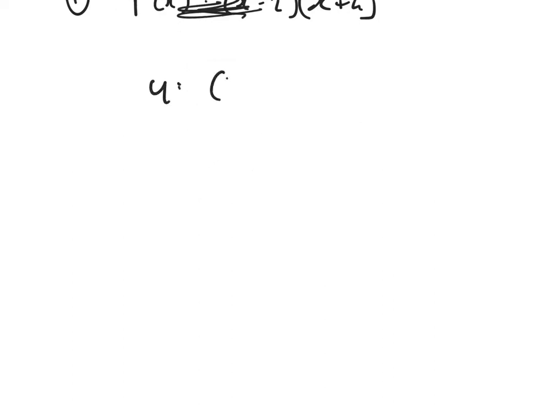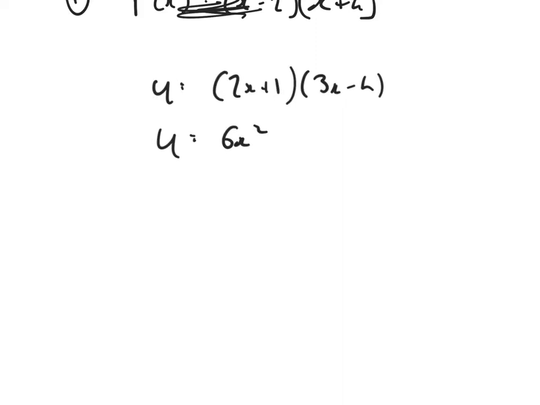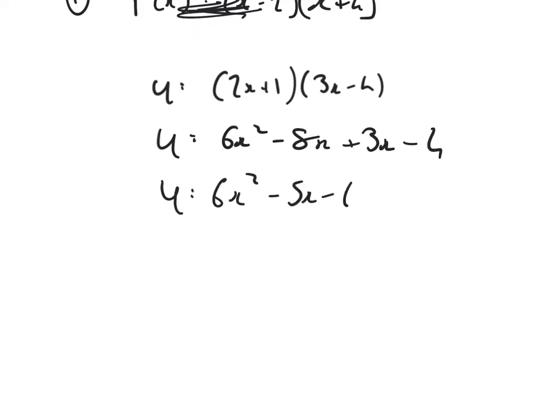Okay, let's differentiate (2x plus 1)(3x minus 4). So that will be y equals 6x squared minus 8x plus 3x minus 4. I can now tidy that up: 6x squared minus 5x minus 4, and now differentiate. And that will be 12x minus 5.